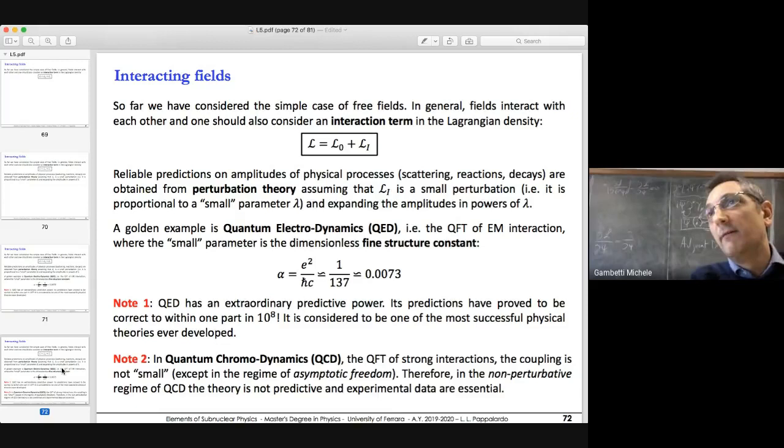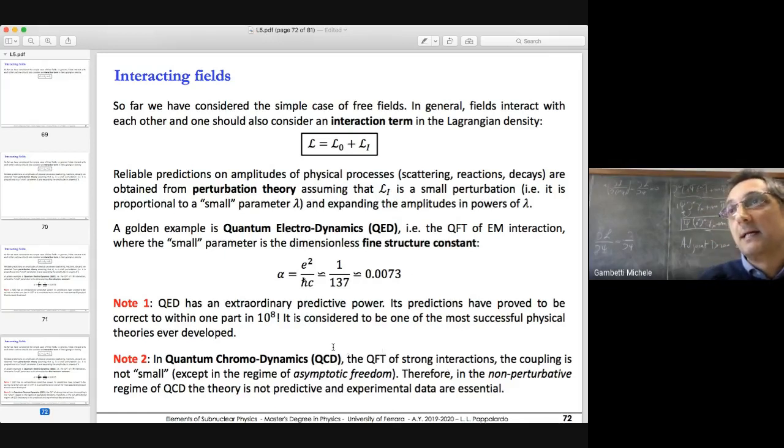This is unfortunately not the case for QCD. QCD, as you know, is the theory of strong interaction, quantum chromodynamics. The reason is that, differently from QED, the coupling of QCD is not small. It's not such a small number. It can be as large as 1, for instance. And so you cannot perform a power expansion in this parameter because the theory will explode completely.